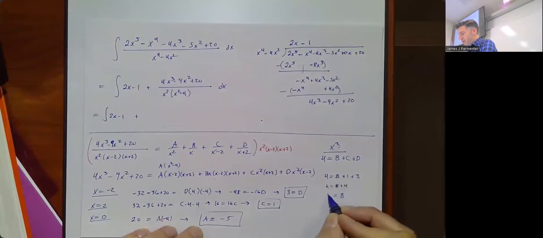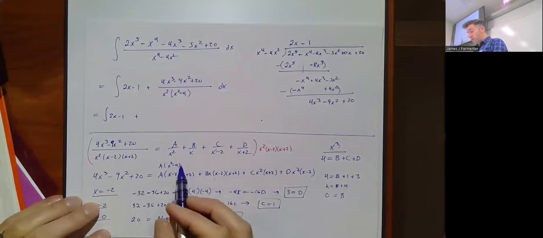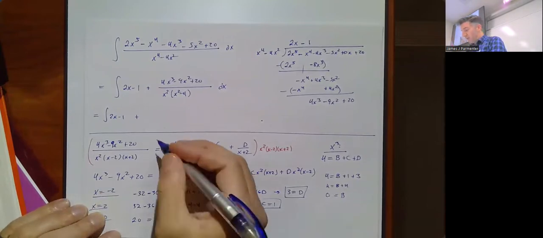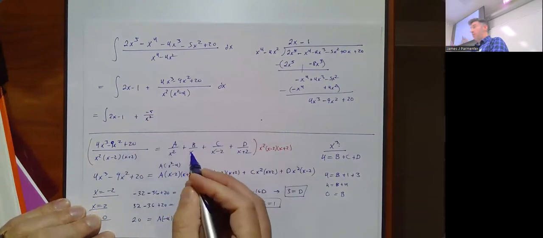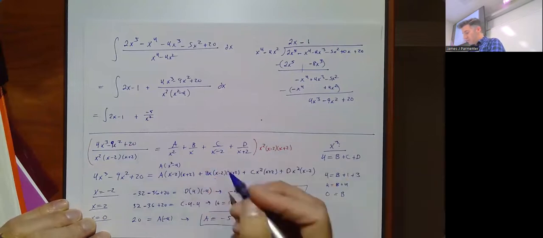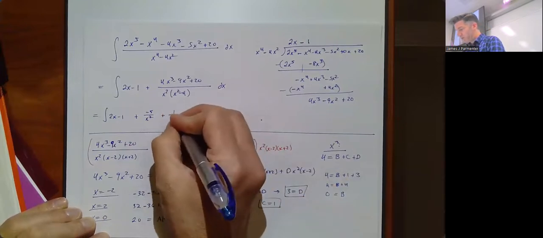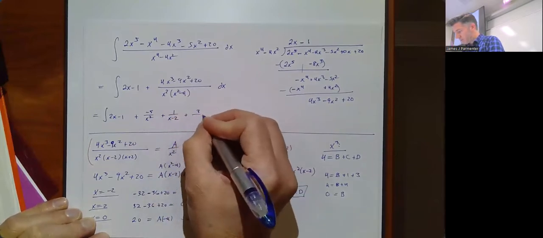I think b is going to be 0. That happens sometimes. Sometimes one of your, or more than one of your constants is 0, which means you don't even use that term. So when I write out my partial fraction decomposition, it's going to be -5 over x squared. Plus, I'm not going to write 0 over x. I'm just not going to write that term. It's not there. And then c was 1 over x minus 2. And d was 3 over x plus 2.